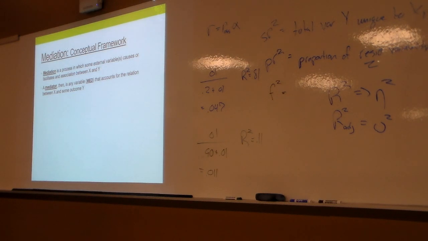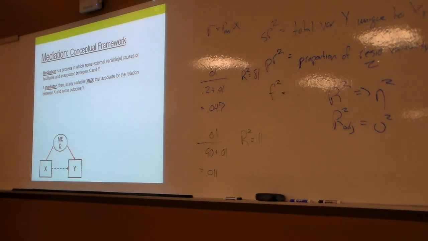If we do this, what we're talking about is a mediator. If we're talking about mediation, we're talking about a situation where some sort of thing is causing or facilitating this association between a primary X and our outcome variable. Within the context of this conceptual model, our mediator is anything that accounts for the relation between X and Y.